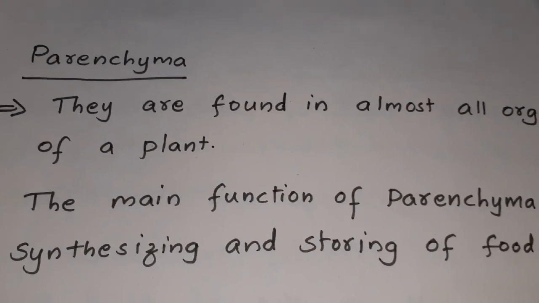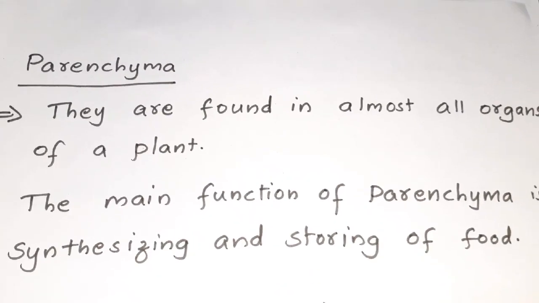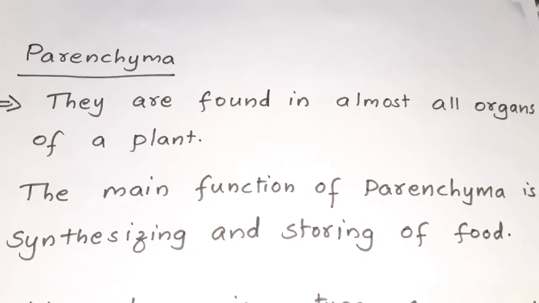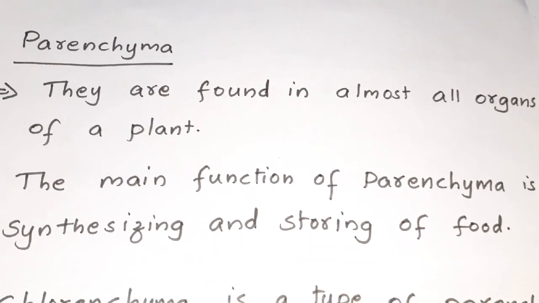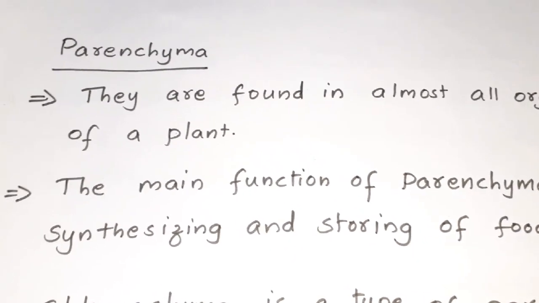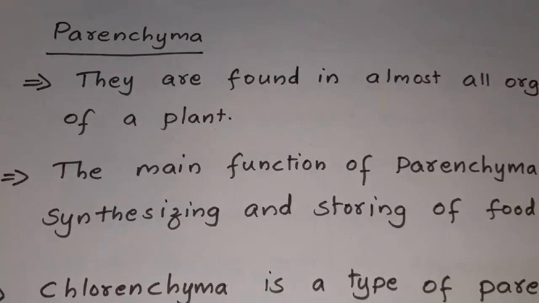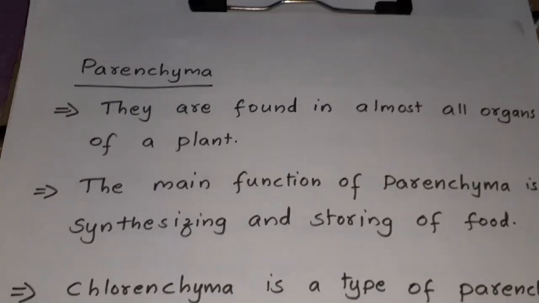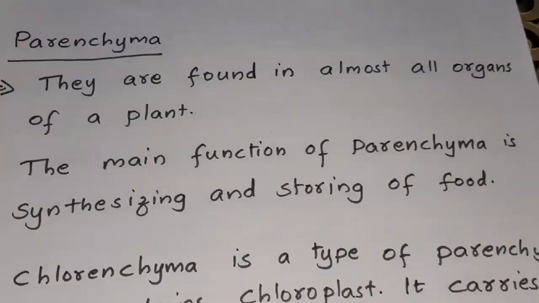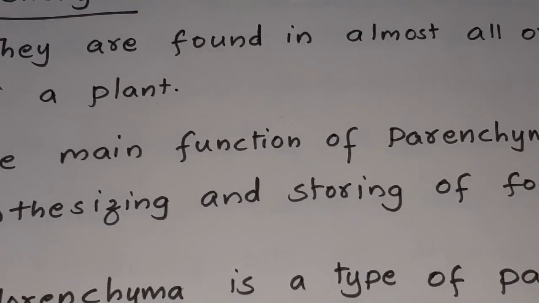Now we'll see one by one. First, we'll see what is parenchyma. Details about parenchyma. This parenchyma is found in almost all organs of the plant. In a plant, in every organ, we can see this type of tissue, parenchyma, a permanent tissue.